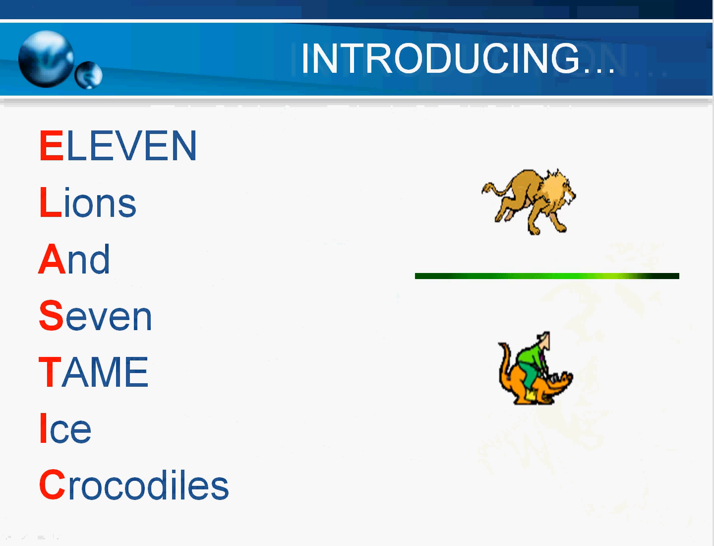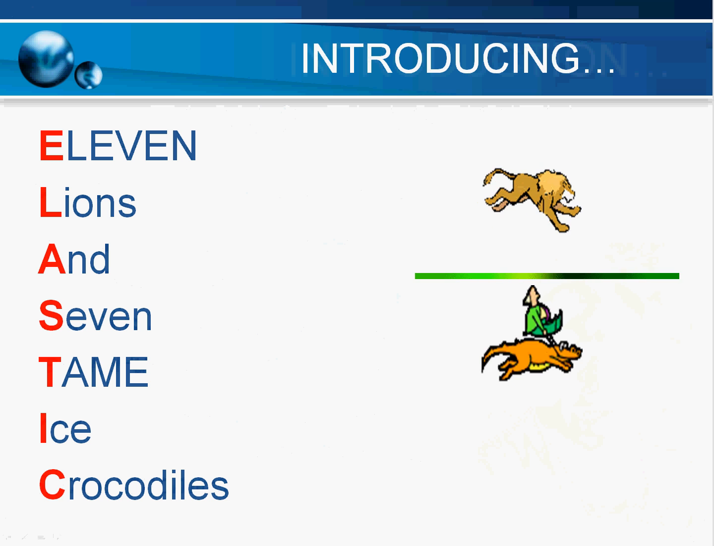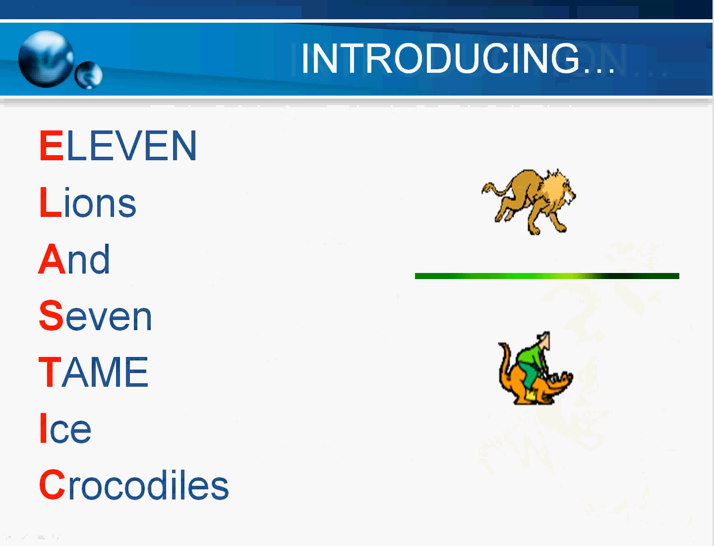Today, as we go through the task, we're going to have a little bit of fun, and we're going to use an acronym for ELASTIC here, specifically 11 lions and 7 tame ice crocodiles. This will help us to learn the task.